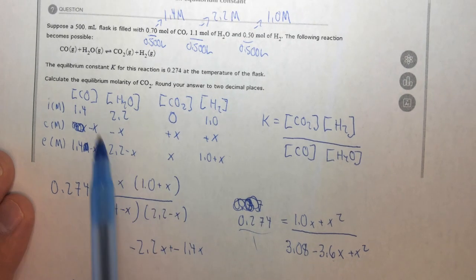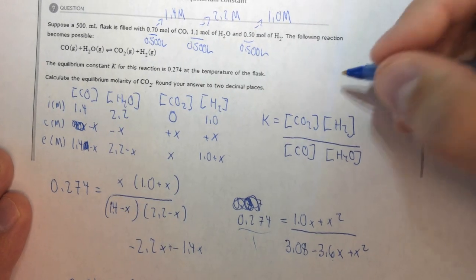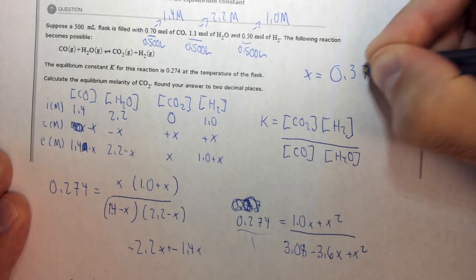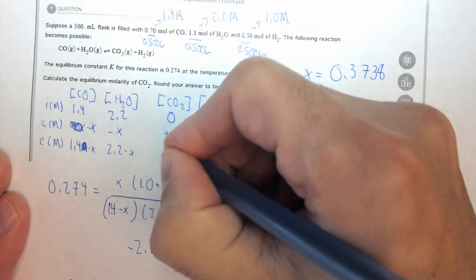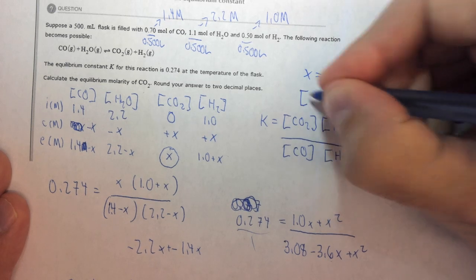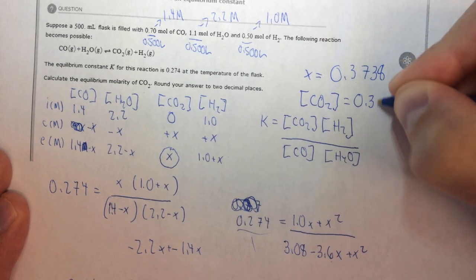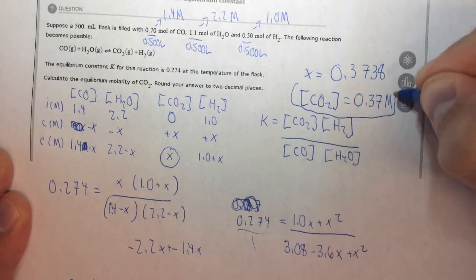Now the original question says, calculate the equilibrium molarity of CO2. Well, we found that x equals 0.3738. In this case, the equilibrium value of CO2 is simply x. So at equilibrium, the concentration of CO2 equals 0.3738 molar. So that is the answer.